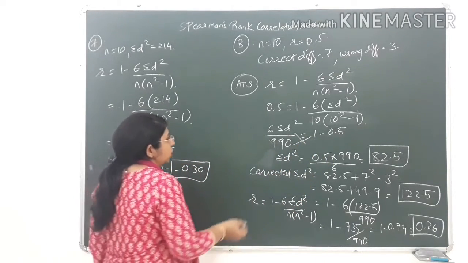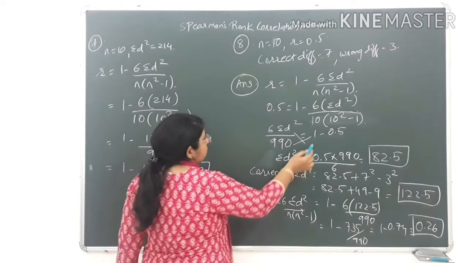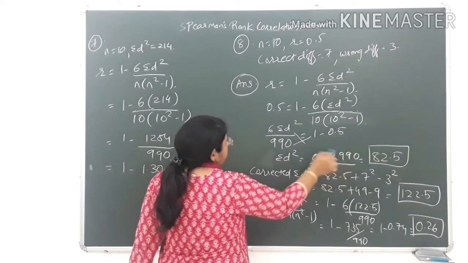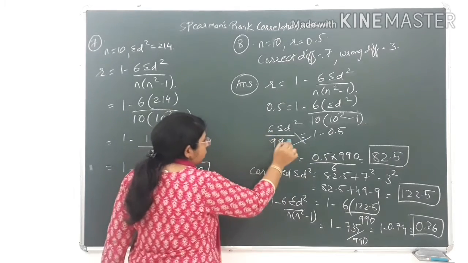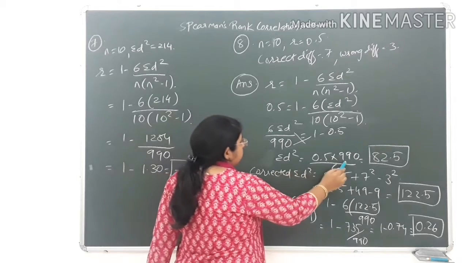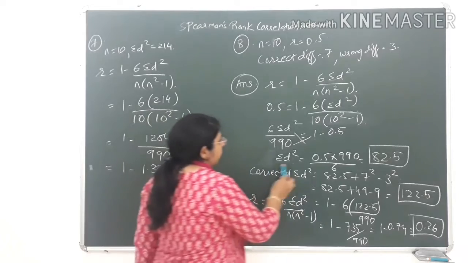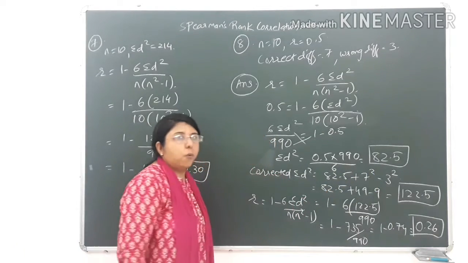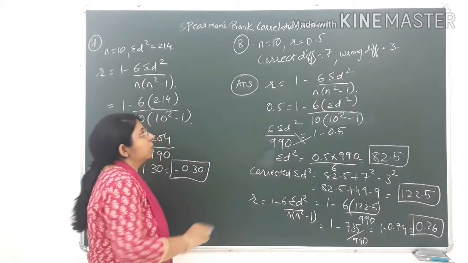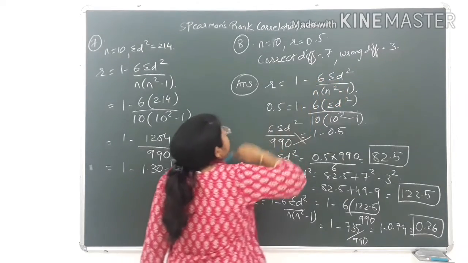Now doing the cross multiplication and separating sigma d square in order to find its value, sigma d square is equal to 1 minus 0.5, so 0.5 into 990 upon 6, because the numerator will come to the denominator. So 0.5 into 990 upon 6. By doing the multiplication and division, you will get the value of sigma d square, that is 82.5. Now 82.5 is the wrong value of sigma d square, because we made a mistake in one of the differences, that is we have taken 3 instead of 7.